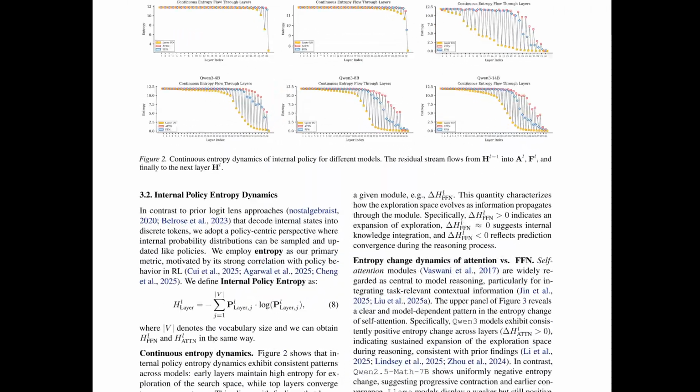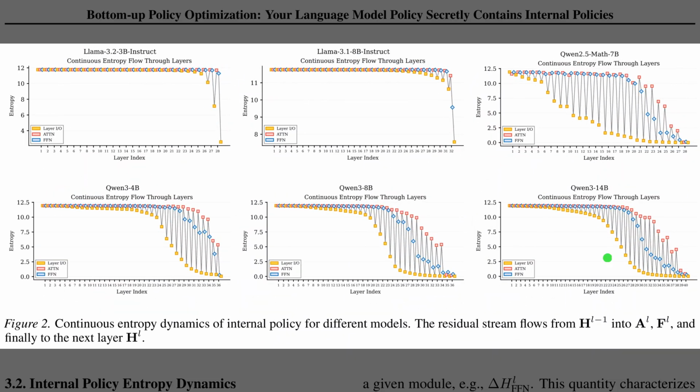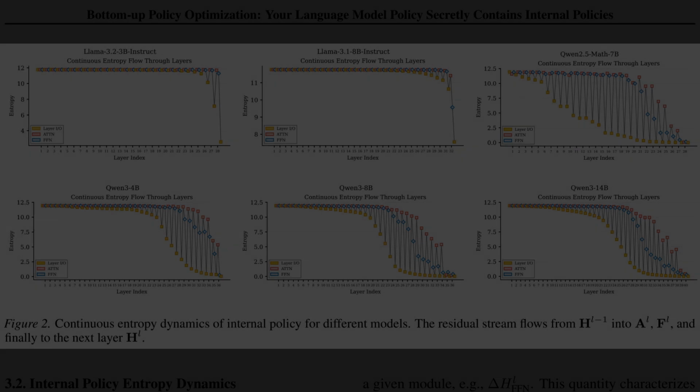Figure 2 makes the core point that internal policies start broad and uncertain, then sharpen into a confident choice by the top layers. Entropy is the spread of the token distribution, so high entropy means the model is still exploring many next tokens. The 2 Llama panels show a late, abrupt collapse, where entropy stays high and then drops fast. The Qwen panels, instead, show a smoother, staged decline across layers, which supports more gradual reasoning.